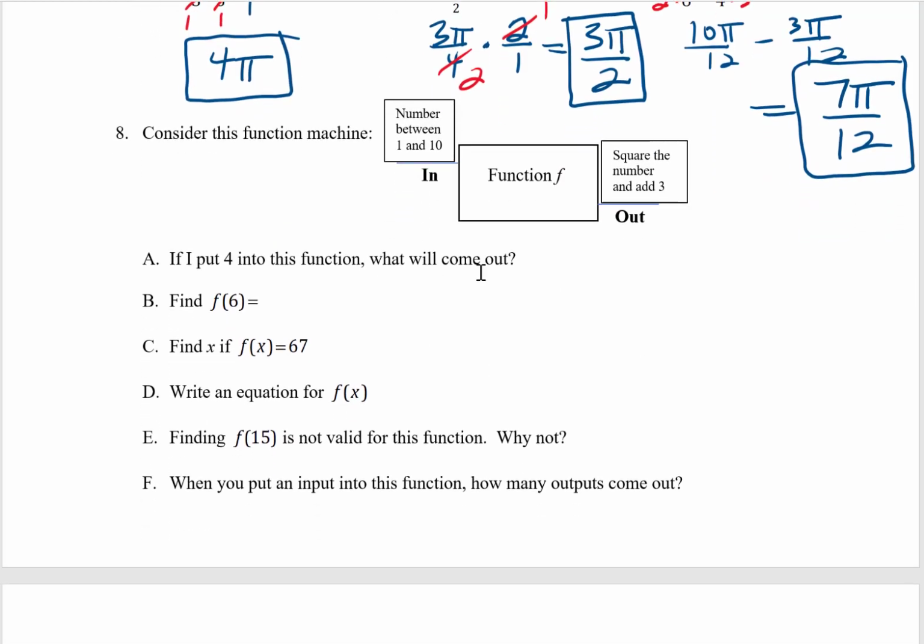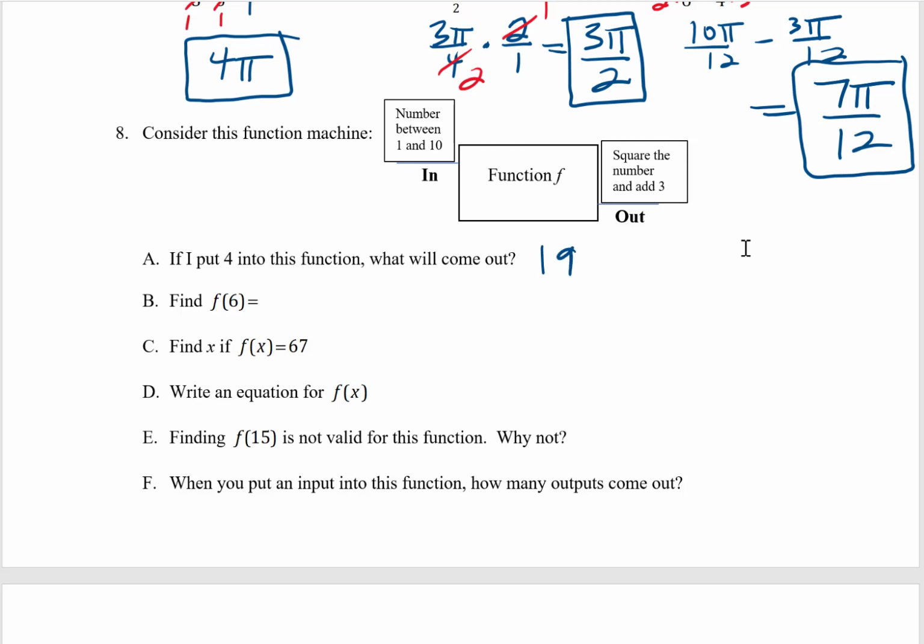Problem number 8. I have a function machine here. I can stick in any number between 1 and 10, and what the function sends out is described here. It squares what I send it, and then it adds 3. So part A, if I put 4 in, what's going to come out? Well, 4 squared is 16, plus 3 gives me 19.